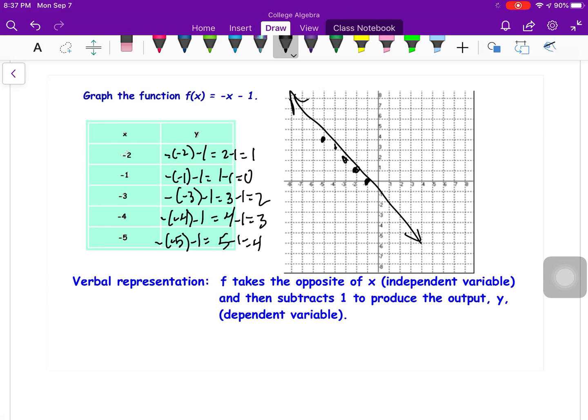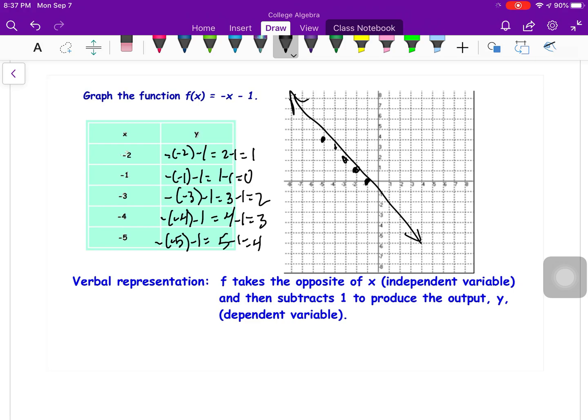Now it also says give me a verbal representation. So this is my verbal representation. The function f takes the opposite of x, which is my independent variable, and then subtracts 1 to produce an output of y, my dependent variable.